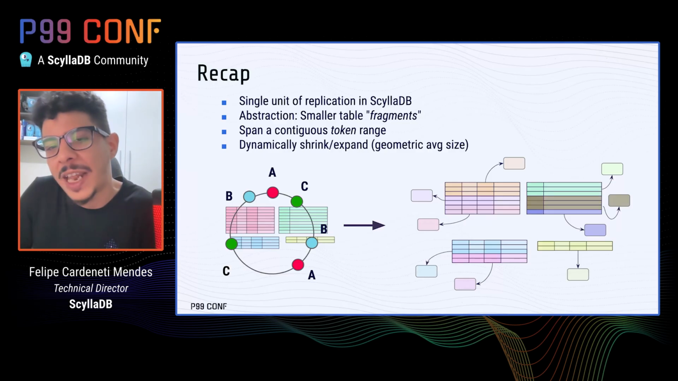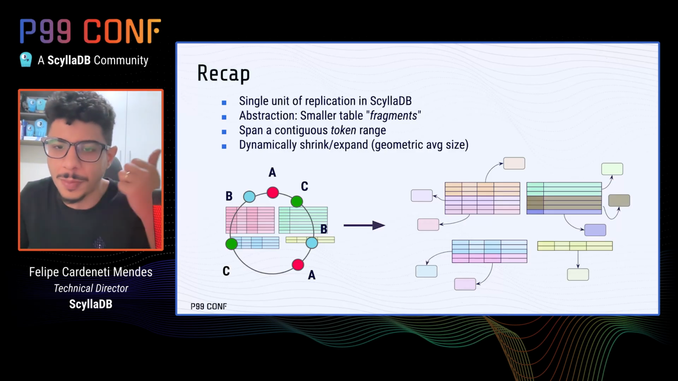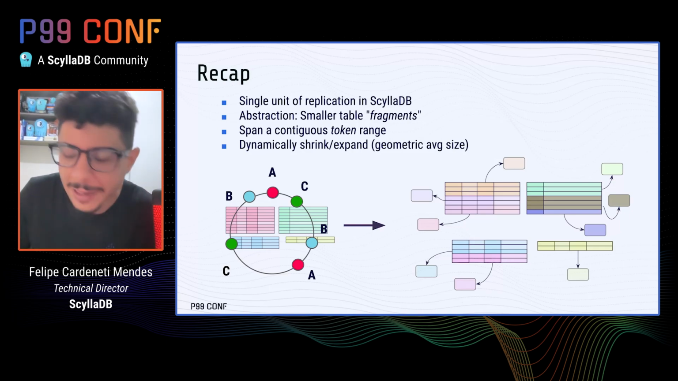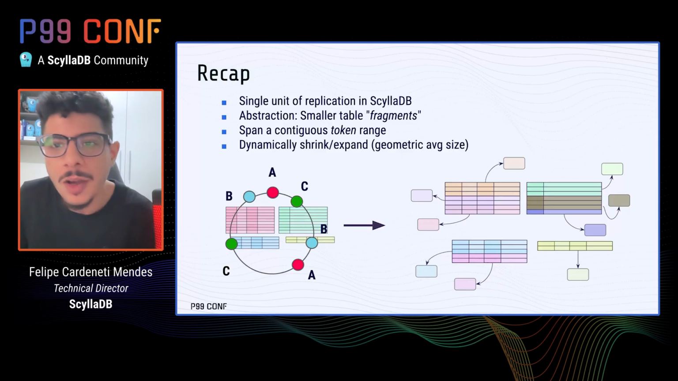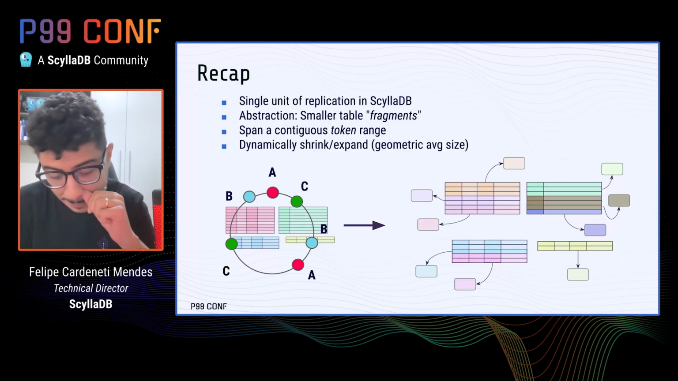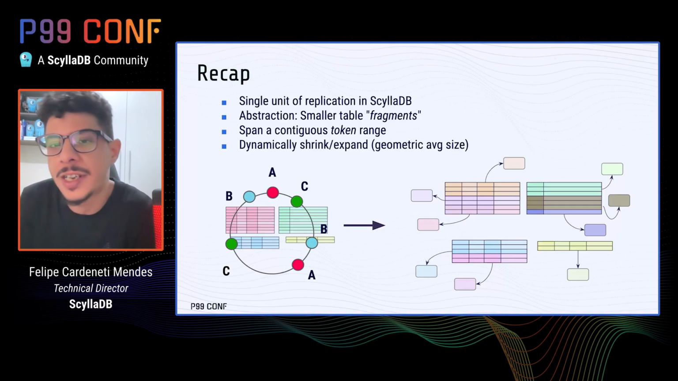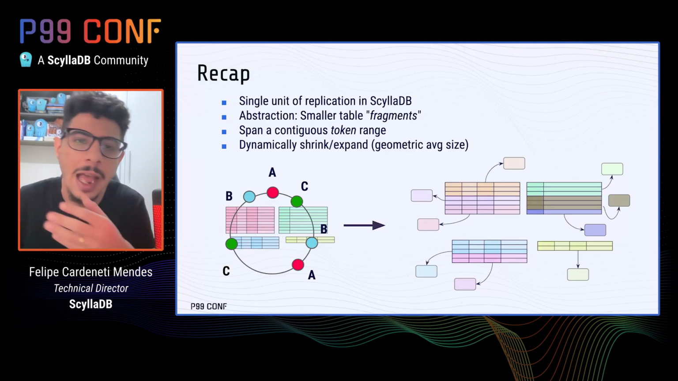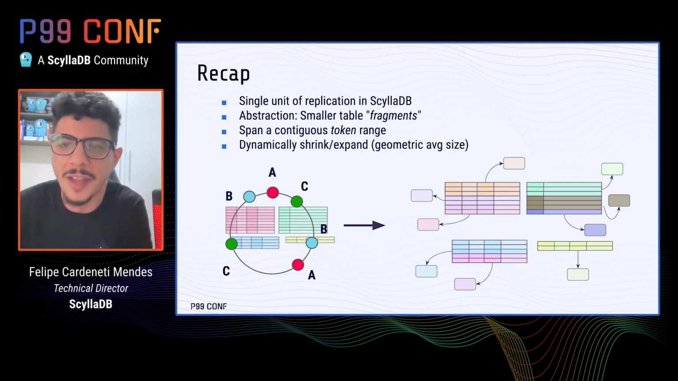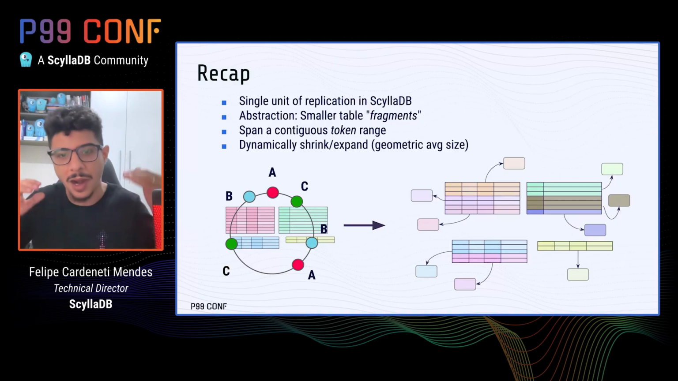And the tablets have plenty of benefits like elasticity, parallel topology operations, and simpler maintenance. But for the purpose of this talk, we are going to focus on its finer grained data distribution, that is, the ability for the system to balance data and load more precisely, avoiding problems with hotspots and uneven ownership that affect vNodes, and its better handling of sparse and high density tables.